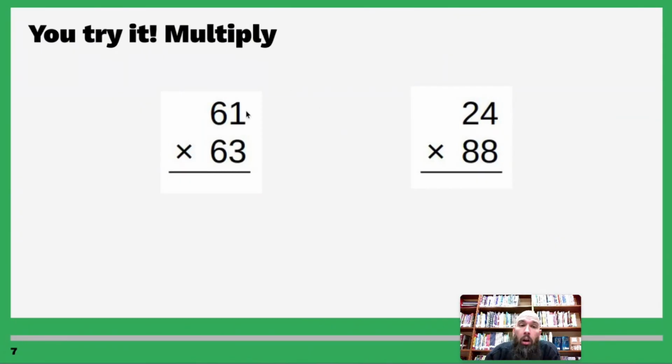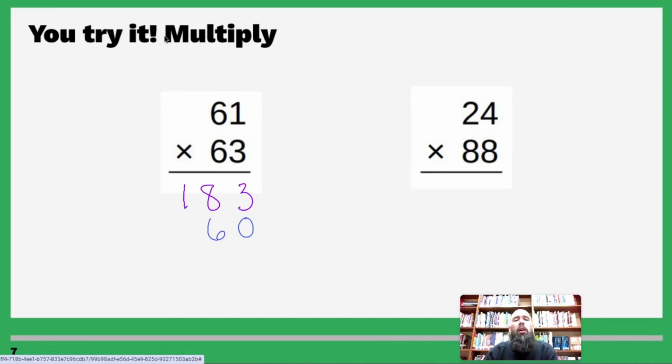Go to the ones. 1 times 3 is 3. Nothing carries over. 3 times 6 is 18. Write down 18. Now we move to this number, which means we attach a 0 here. 6 times 1 is 6. Nothing carries over. 6 times 6 is 36. Write that all nice and neat and clean.